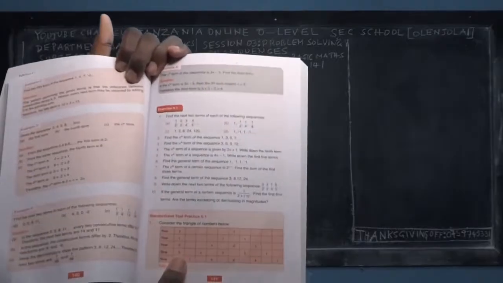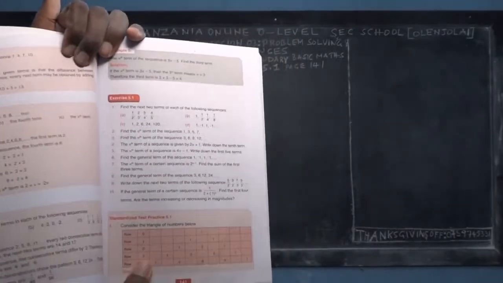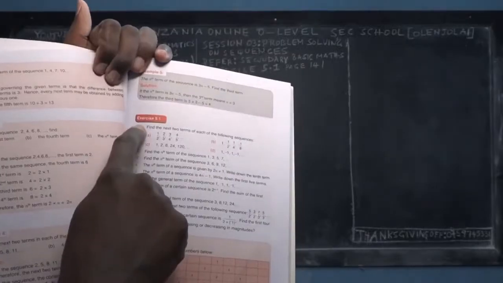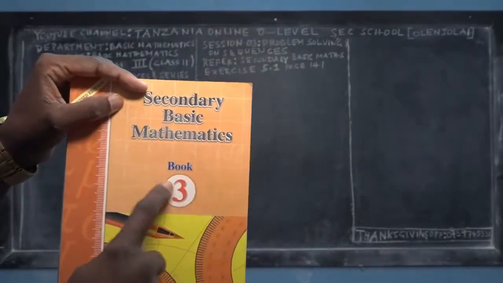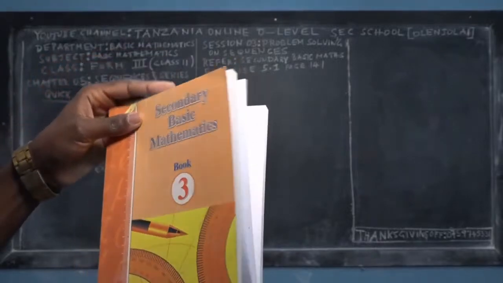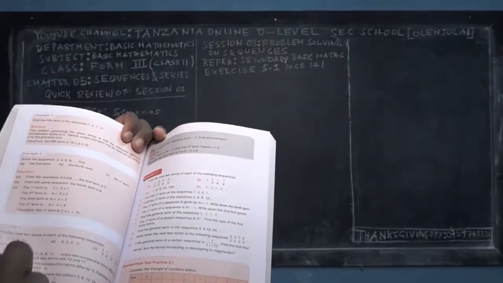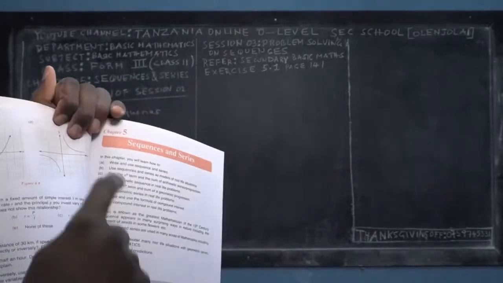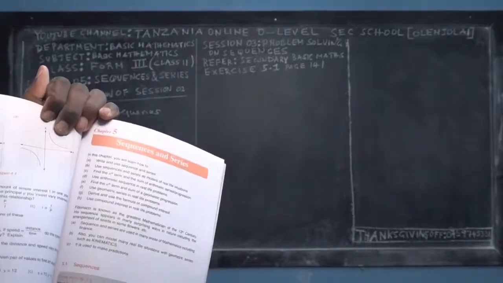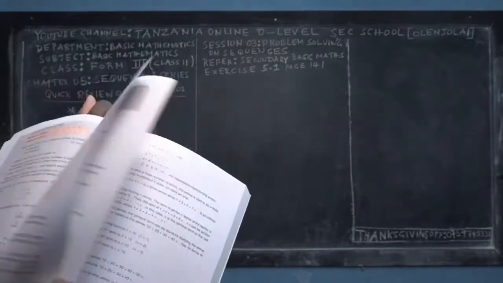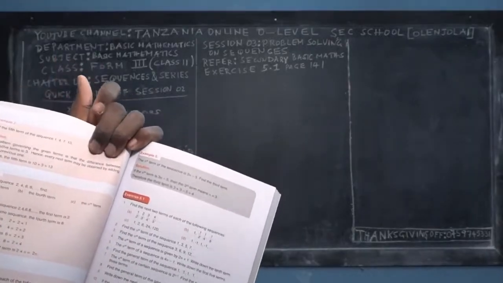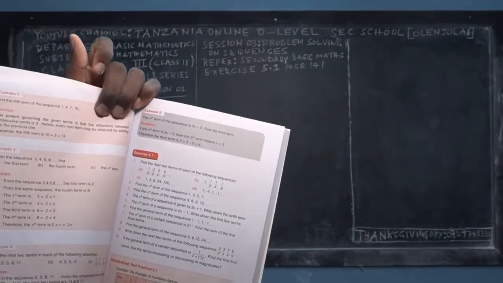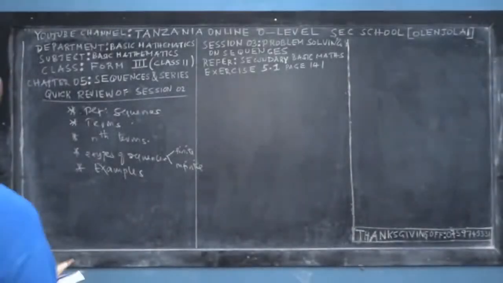However, I won't solve all the problems. Today our focus will be on exercise 5.1 in the Secondary Basic Mathematics Book 3, which is the reference book. The topic, chapter 5, is called Sequences and Series, and the exercise we are going to solve today has 10 questions. So that's what will be the contents of this lecture. So join me, please.